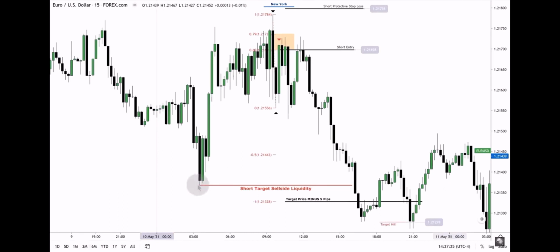Old lows is what you'd be aiming for. So there's liquidity resting below that. It's sell stops. Using your fib, you have an extension of -1. So this is the target, but we're going to be trying to get deeper into this sell side liquidity pool. So this is our target.